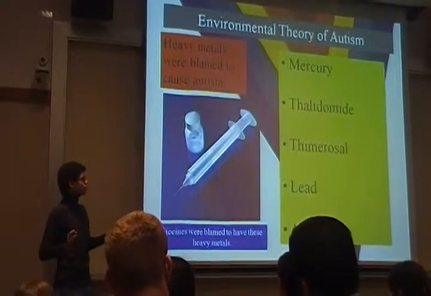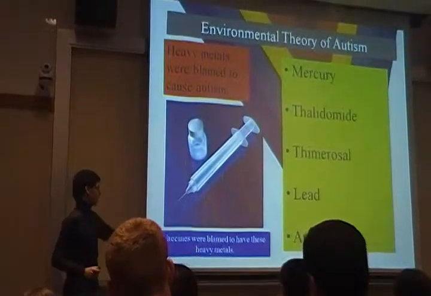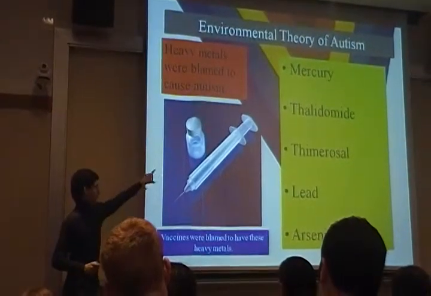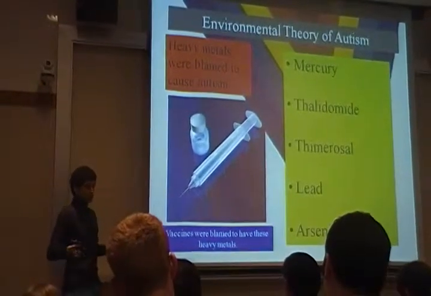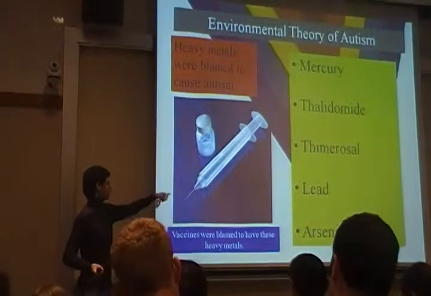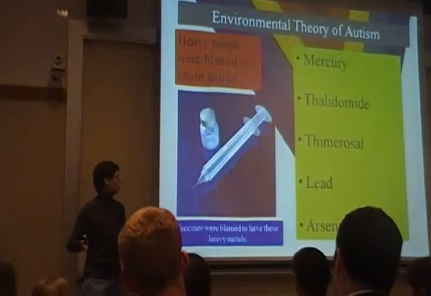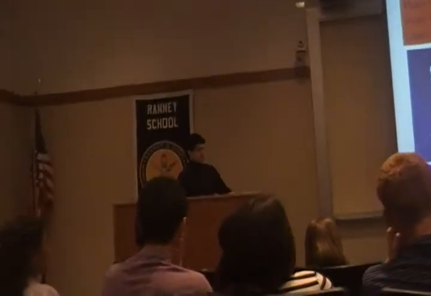But more recently in the 90s, vaccines were blamed for autism because vaccines had mercury derivatives in them, like thalidomide and thimerosal, and it was all blamed by the parents. The parents say that autism is caused by these vaccines. And the reason that more parents are saying this is because more people are diagnosed. Ever since the 90s, lots more autistic people were diagnosed. So the parents are like, let's blame the vaccines, let's not blame genetics. The vaccines are the ones who cause everything.